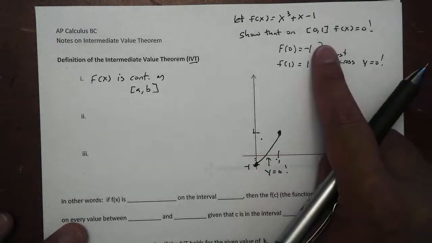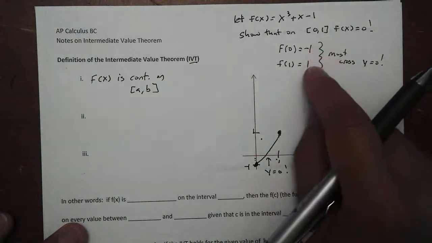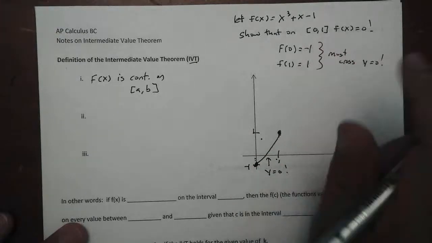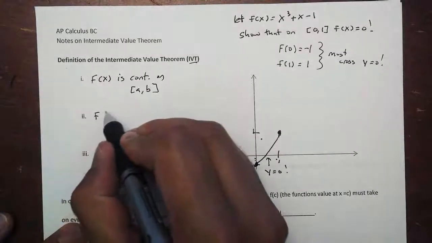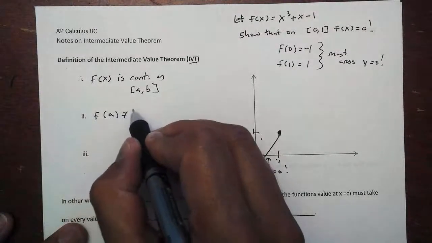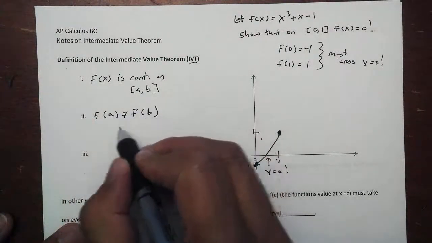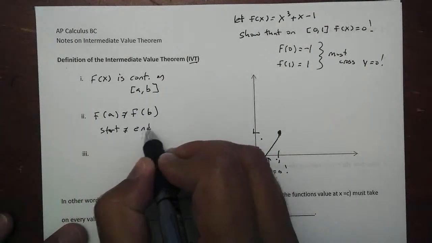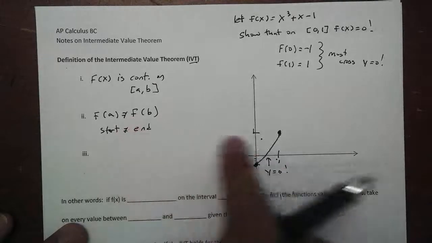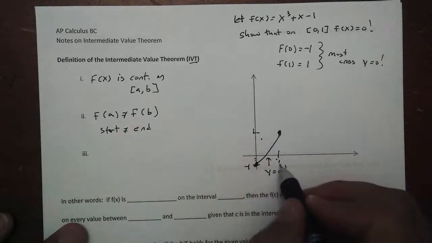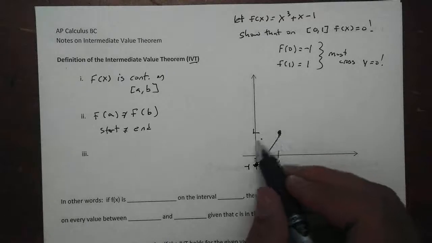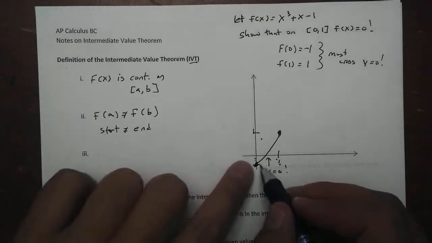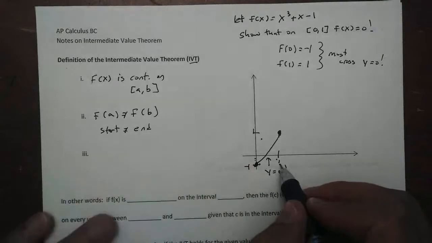Second, I know I crossed 0 because I'm going from 1 to negative 1. So we must say that these two values can't equal each other. That the value at a cannot equal the value at b. In other words, our start value cannot equal our end value. For example, if I started at negative 1 and ended at negative 1, could we ever really tell if we crossed the x-axis? No, because I know where I started, I know where I ended.